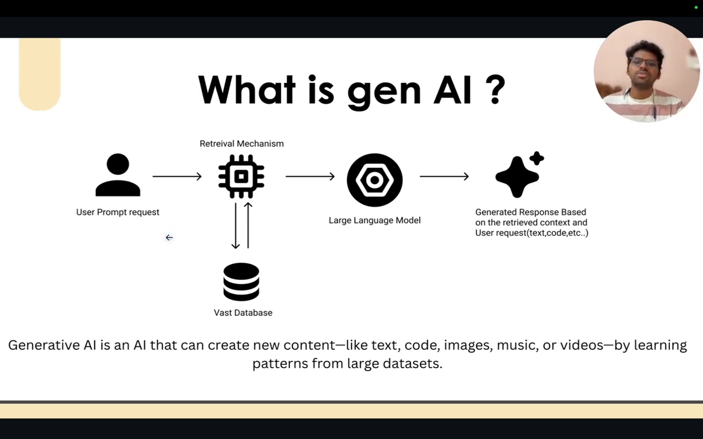For example, the user gives a request, like give me an image of cat cooking an omelette. So this request goes into a retrieval mechanism. Now the retrieval mechanism goes into a vast database and retrieves the most relevant data, like info about cat, the images of cat, and the info about omelette, and also the info about cooking. Now this info along with the query, that is the prompt, goes into a large language model. Now the large language model processes it and gives the output. This output can be in the form of text, code, image, video, anything, whatever the user requests.